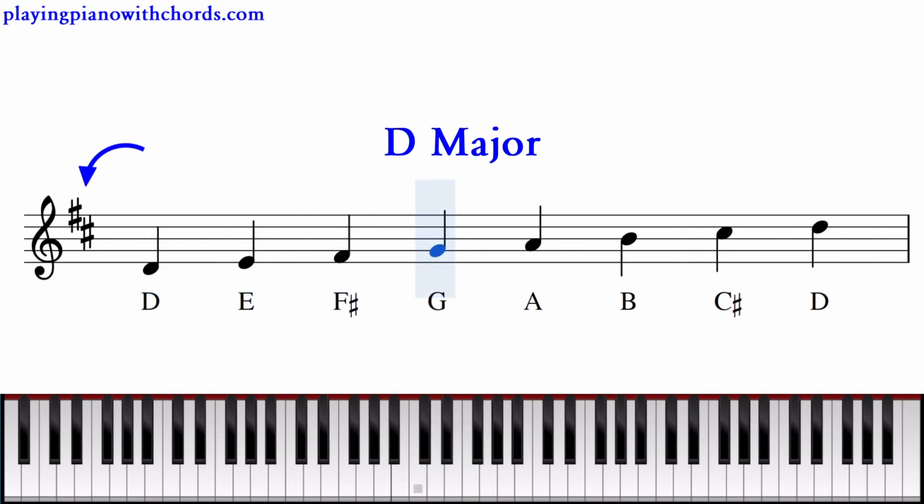So these 2 sharps at the beginning tell you that you have to play F sharp every time you find an F and C sharp every time you find a C written throughout the whole piece. Additional sharps or flats, which are also called accidentals, can still be added throughout the piece of music no matter what key it is written in.